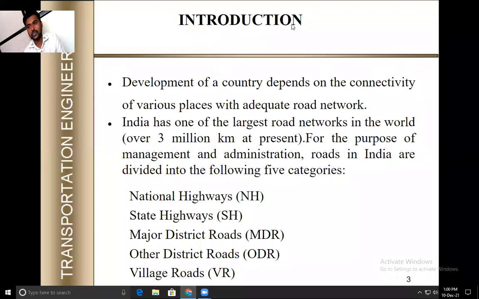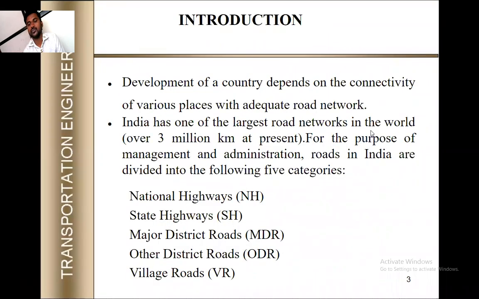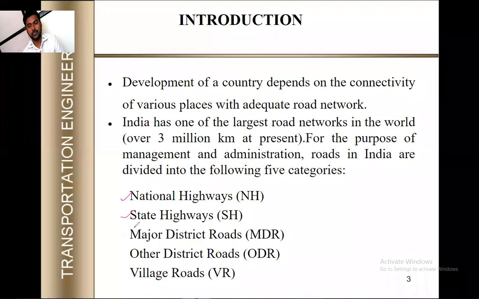Also, we should know another one, that is the expressway. So these are the generally categorized 5 types of highways. First is the national highway, second is the state highway, then major district road, other district road, and village road. Also, we should know the expressway, as roads are categorized as expressways as well.